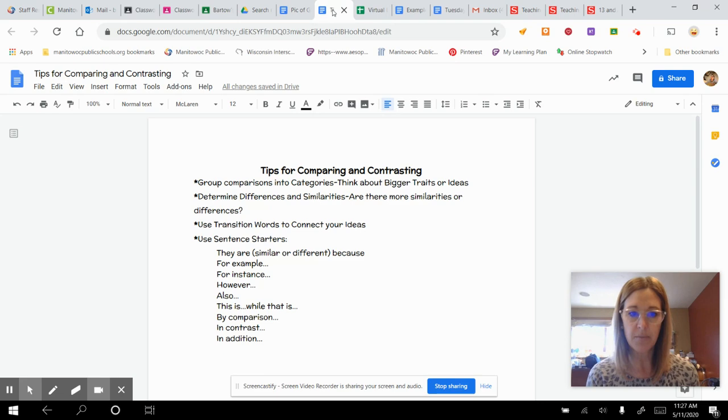Are there more similarities than differences? Once we step back from our chart, can we see that they are more of the same, or are they really very different? Then we're going to try and use some transition words to connect our ideas. And I even provided some sentence starters that you can use to help string those ideas along.